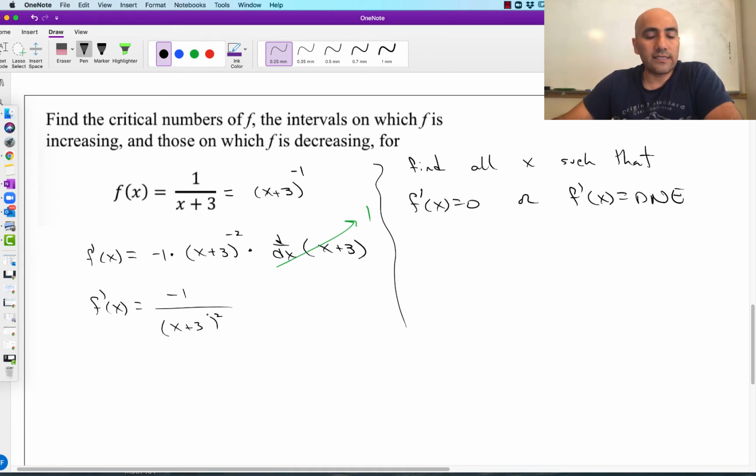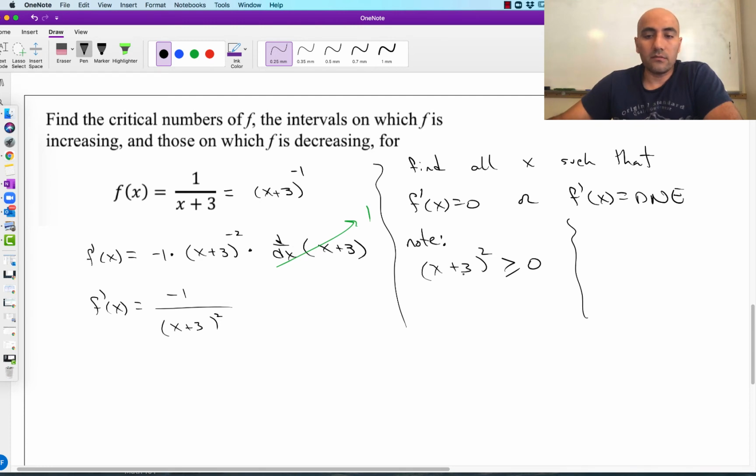Similar to the example we just went through, note that the denominator is always going to be positive or 0. So note x plus 3 squared is always greater than or equal to 0. No way this could ever be negative. And the numerator is always negative 1. So there's no way for this to be equal to 0. Okay, so there are no solutions to this one.